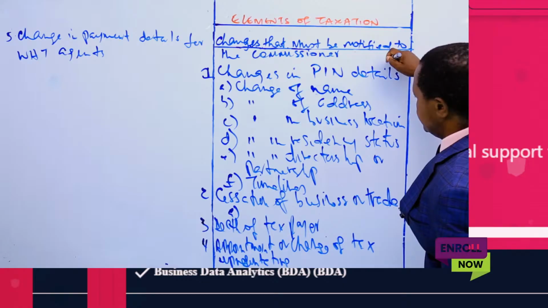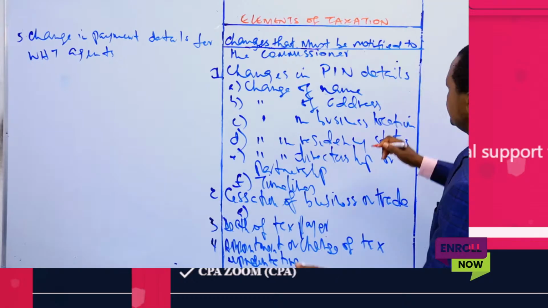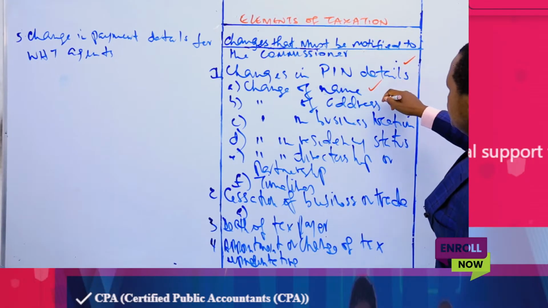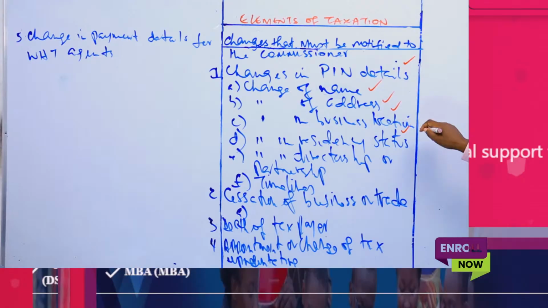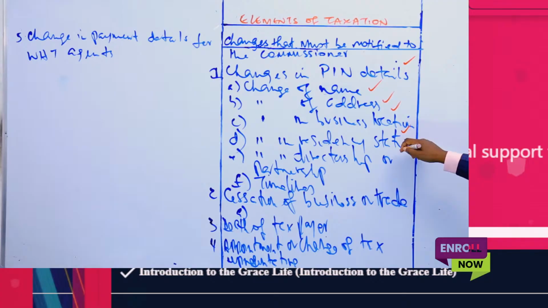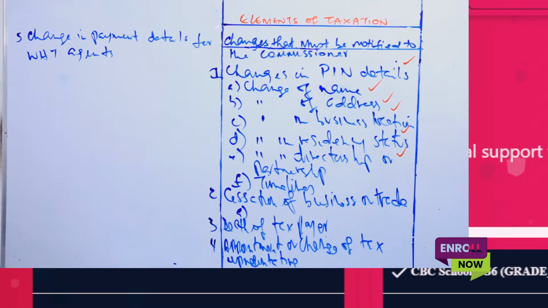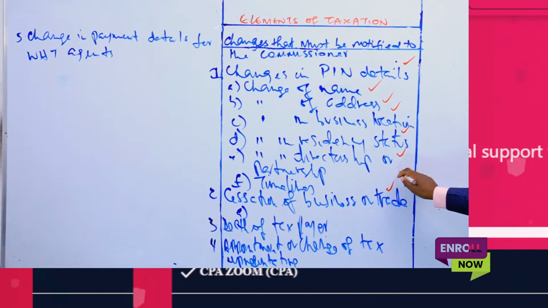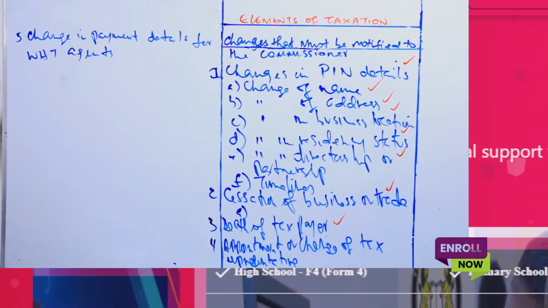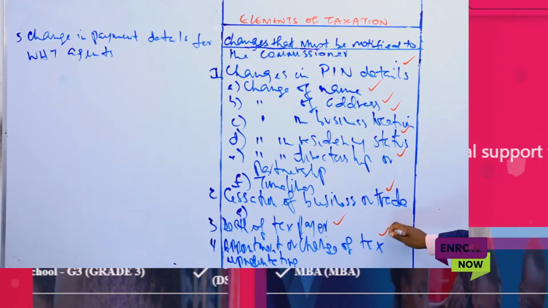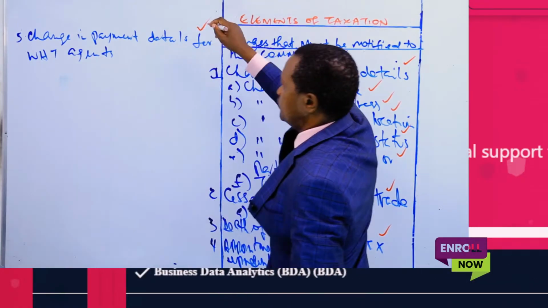Changes in PIN details. These are the initial registration details. If there are any changes later on, for example, change of name, change of address, change in business location, residency status, change in directorships or partnerships, then that has to be notified to the Commissioner of KRA. The second category is cessation of business or trade. Number 4 is the death of a taxpayer. Then there is appointment or changes of tax representatives. Then lastly, change in payment details for withholding agents.